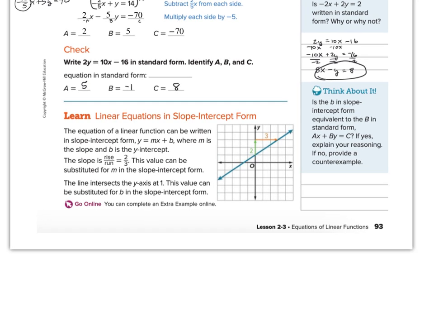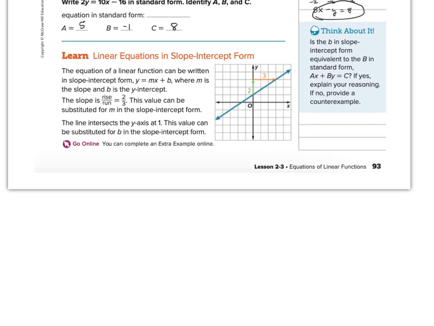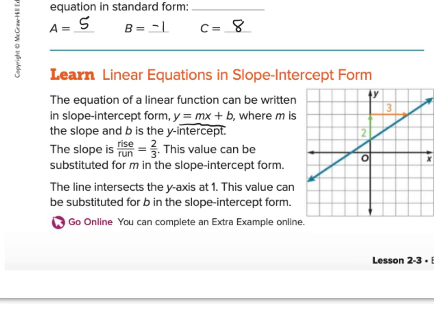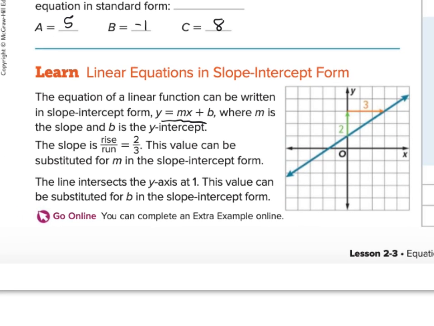Linear equations in slope-intercept form. Slope-intercept form is y equals mx plus b, the most common form. m is your slope, b is your y-intercept, and we have covered this just a few days ago, and how to graph that. When you're graphing, you start at your y-intercept, and then you move up and over or down and back based on your slope.